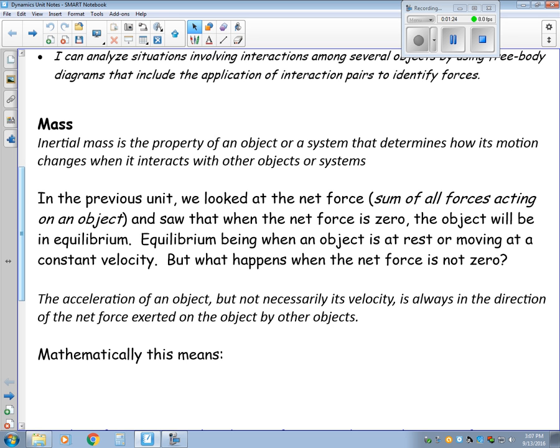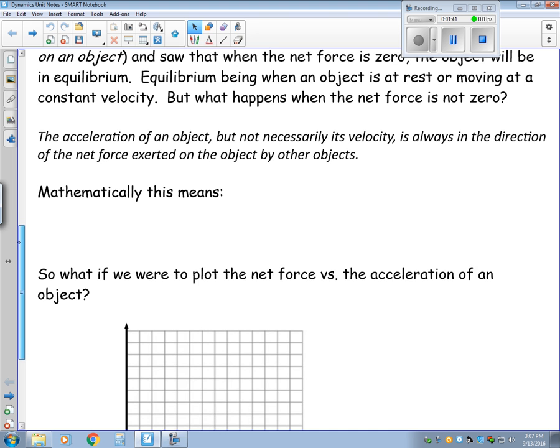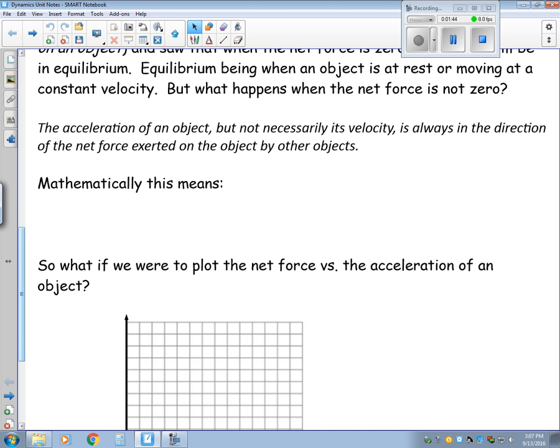So in our previous unit we looked at net force, which is the sum of all forces. And when the net force equals 0, the object is in equilibrium, being that the object is either at rest or moving with a constant velocity. So what happens when the acceleration is not 0? The acceleration of an object, though not necessarily its velocity, is always in the direction of the net force exerted on the object. So the net force, which is a vector, would equal mass times acceleration.